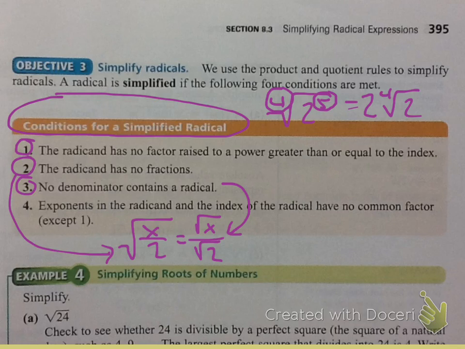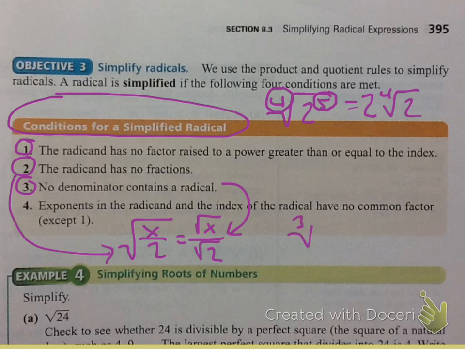In the next section, we're going to talk about rationalizing a little bit more. So for right now, I'm just going to leave it be. Just respect that we can't have a radical in the denominator, and we'll be dealing with that down the road. And the last rule is that exponents in the radicand and the index of the radical have no common factor except for 1. That's a little convoluted, but it's simple by example.